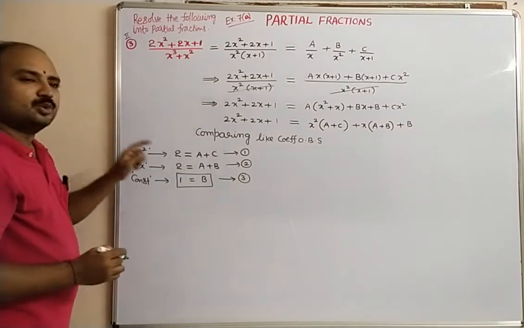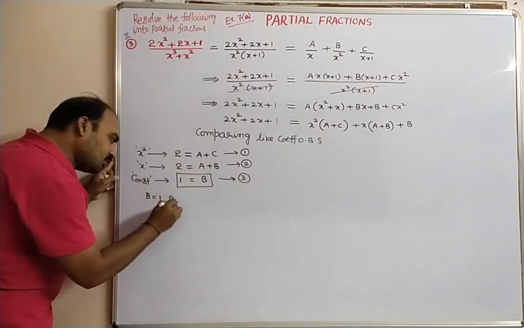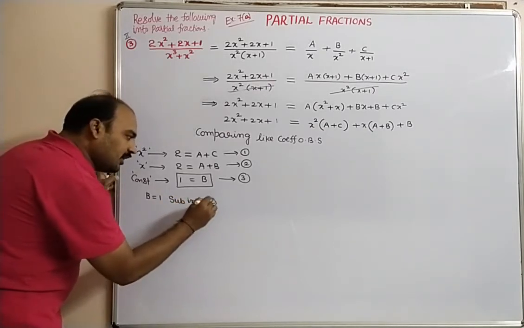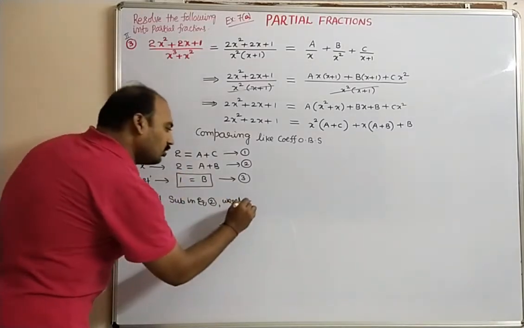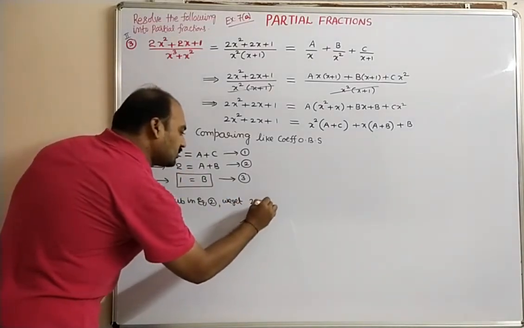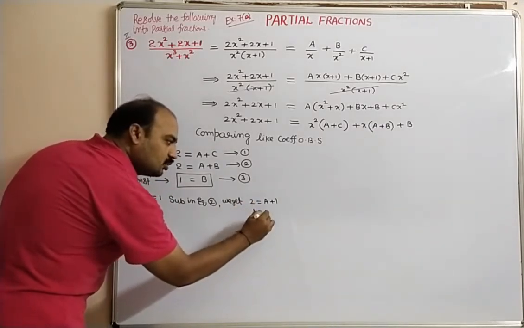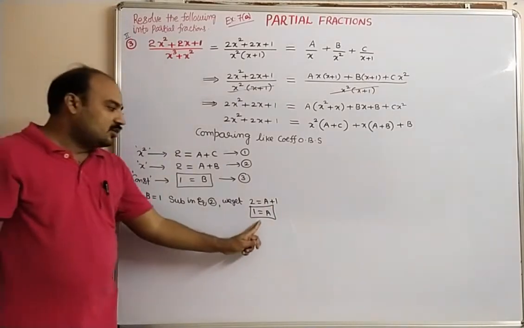Substitute b equal to 1 in equation 2. We get 2 equal to a plus 1. That 1 we can take to this side, 2 minus 1 is equal to 1. So we got the value of a as 1. A is equal to 1.